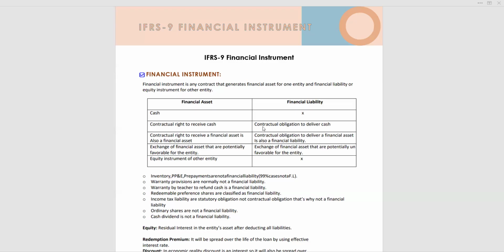Okay, you have to be careful while explaining the difference between financial liability and financial asset. A contractual obligation to deliver a financial asset is also a financial liability. Exchange of financial assets that are potentially unfavorable for the entity. That are potentially unfavorable for the entity.